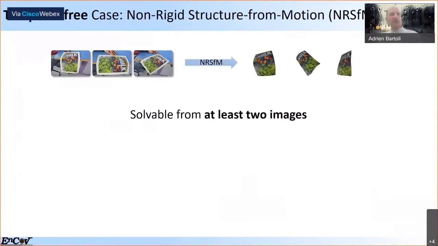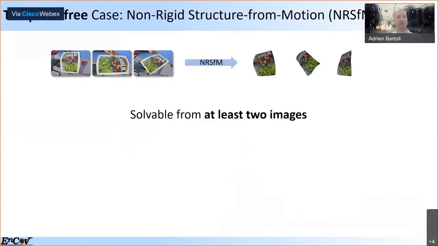So the second case of 3D reconstruction, which is also very important, is the case where we don't have access to a template of the object. It could be, for instance, where we don't have prior information on the object, like we discover the object at runtime only, or in the case where the template is not constructible easily.